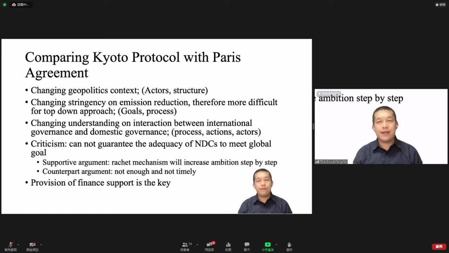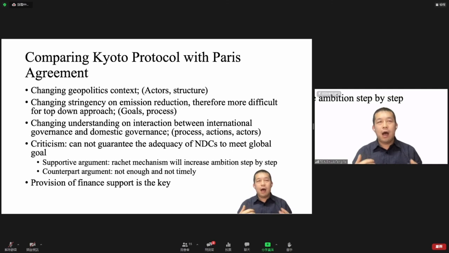But the Paris Agreement is not perfect. There is criticism on this because, as you have seen from the first slide, there is an emission gap. We are still not there. The argument generally is that we cannot guarantee the adequacy of NDCs to meet the global goal. One response is yes, but we have the global stocktake as a ratchet mechanism to increase ambition over time. We will finally achieve that. But there is also a counter argument that even if we can increase, it is not enough and not timely.